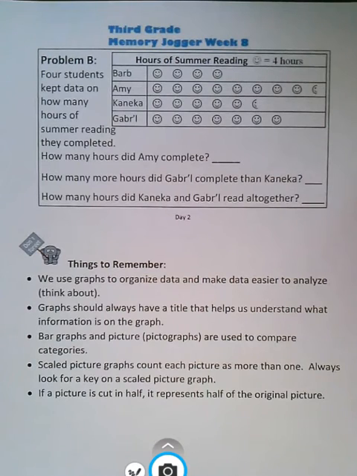Bar graphs and picture graphs are used to compare categories. We can see in this case the categories are different people: Barb's hours, Amy's hours, Kanika's hours, and Gabriel's hours. Scaled picture graphs count each picture as more than one. Always look for a key on a scaled picture graph.